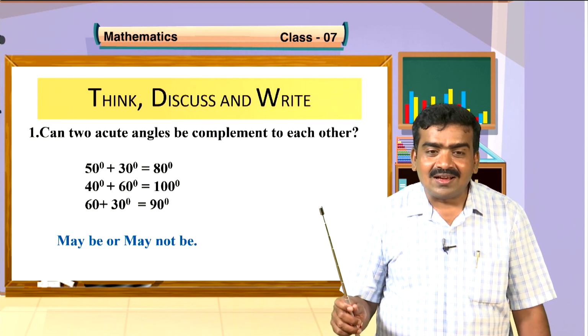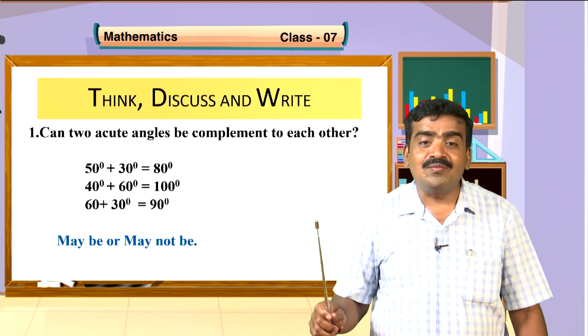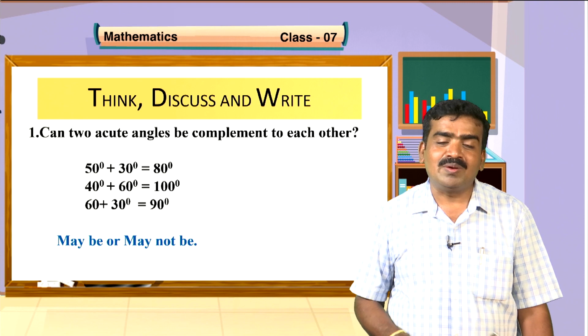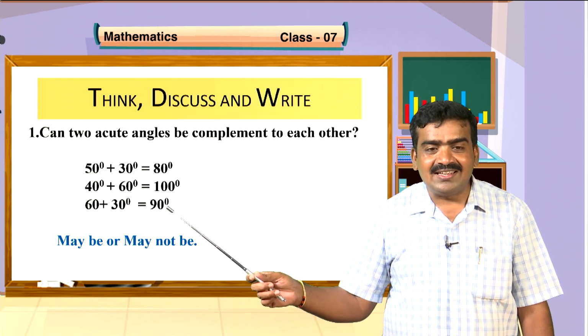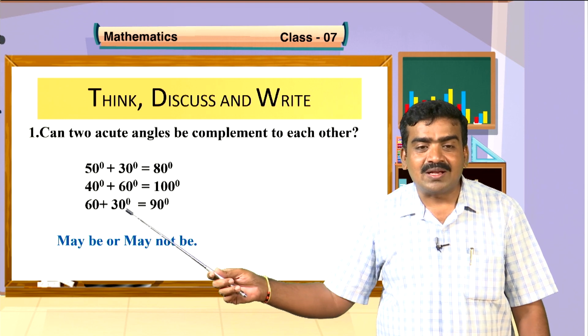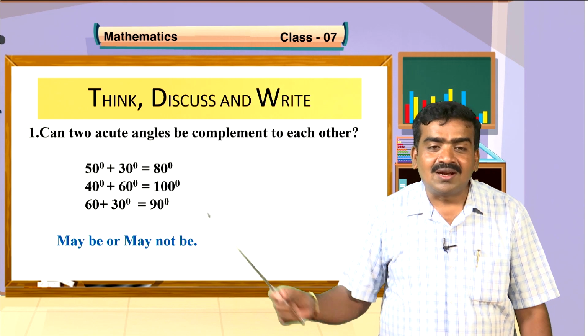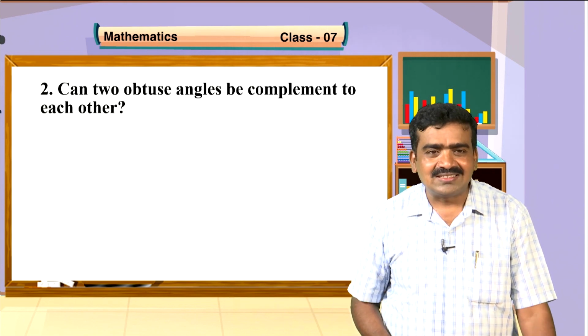Yes, we can come to the conclusion that two acute angles may or may not be complementary to each other. So, if the sum gives us 90 degree, then the two angles become complementary to each other. If not, they are not complementary to each other. The next question is like this.